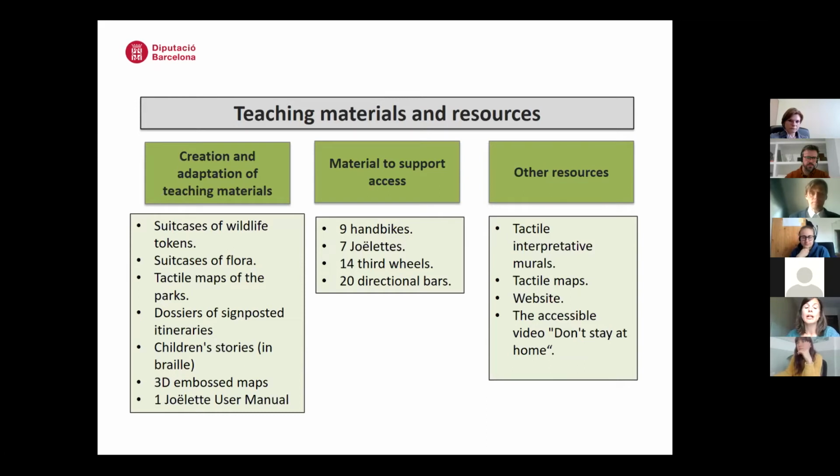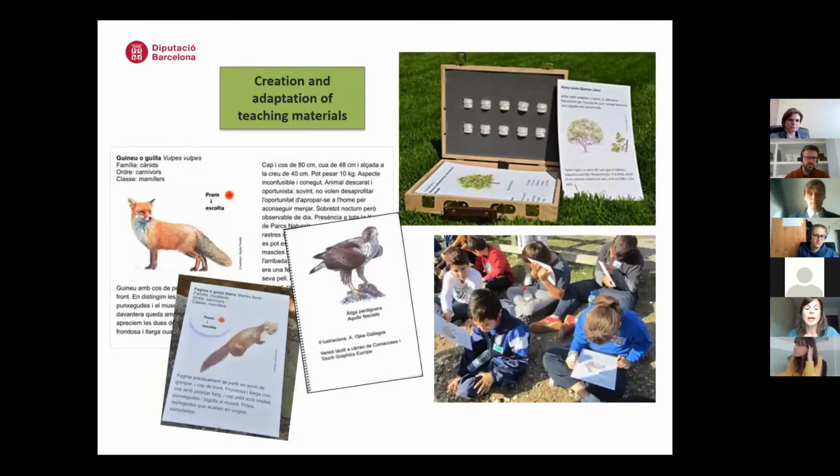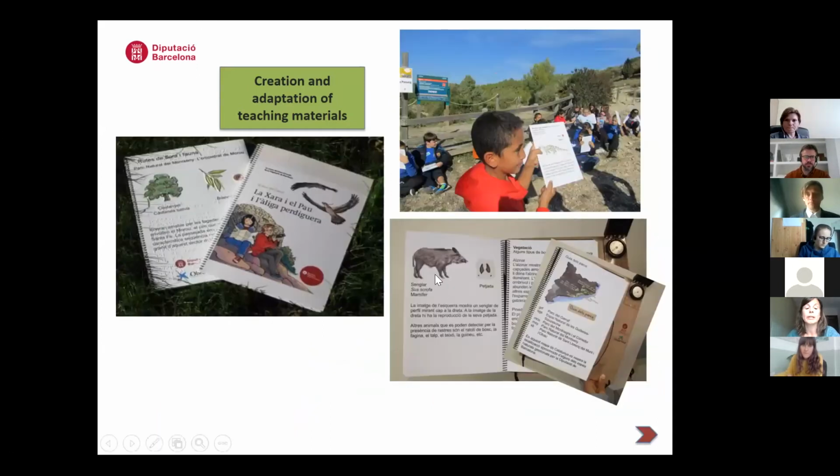We also have a children's book collection in Braille with 12 different titles. In these pictures, we can see some samples of the suitcases with files of flora and fauna, with sounds and smells, with tactile image and Braille characters. All these support resources are used in a playful way by the educator to help kids to identify animals and plants and to generate dynamics of learning and reflection around this. We have here also an example of the children's book collection, La Xara i el Pau, and a specific guide elaborated for the program Get to Know Our Parks.